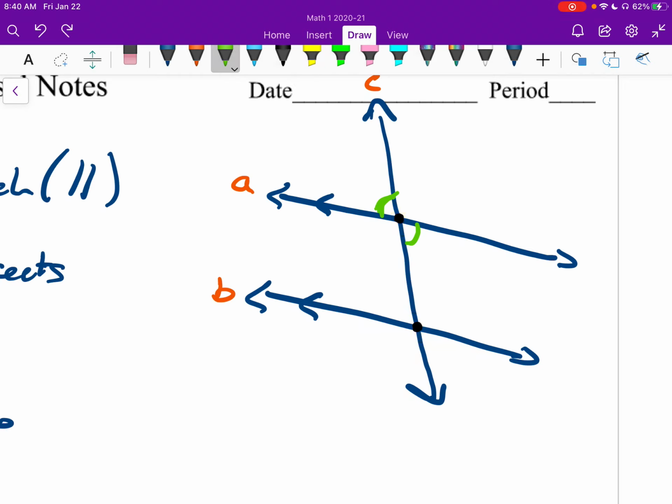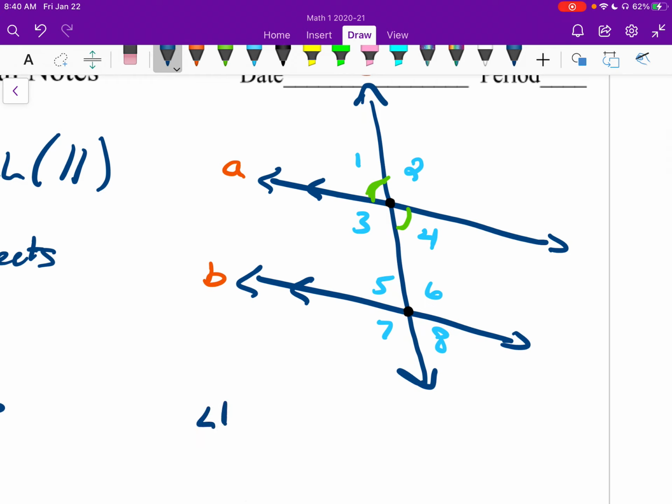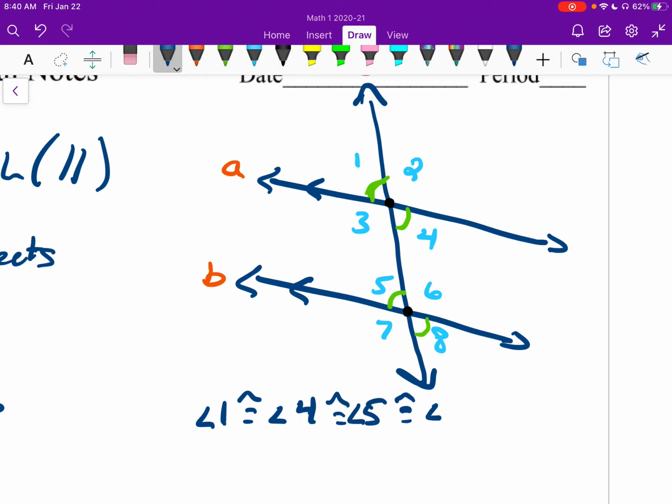So from that, let me just label them. We'll do a different color: 1, 2, 3, 4, 5, 6, 7, and 8, right? We have 8 total angles there. So we've already said that angle 1 is congruent to angle 4. We could also say, if we were to shift it down, that 1 would land on top of 5 and 4 would land on top of 8. So we could say 1 is congruent to 4, which is also congruent to angle 5, which is also congruent to angle 8.